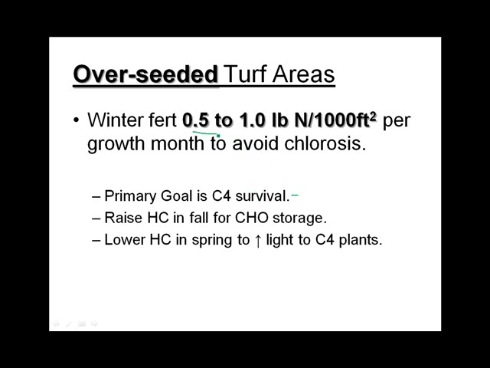In the spring, we want to shift back, what we call transition. There are chemicals that can do that. Curb is one that's often used. We can also use some maintenance practices, particularly lowering the height of cut, to increase the light that gets to the warm season grass, to allow the warm season grass to grow up through the cool season ryegrass that's overseeded.